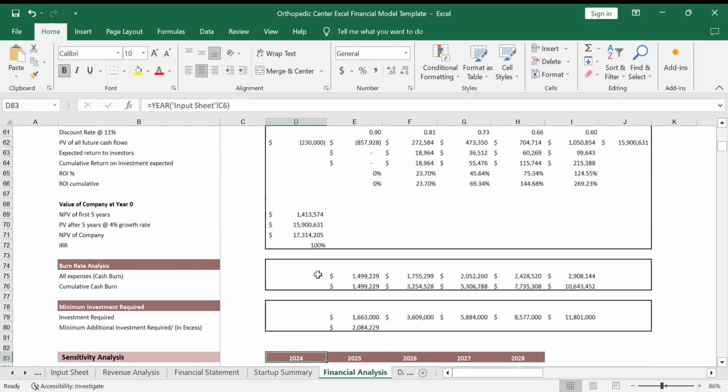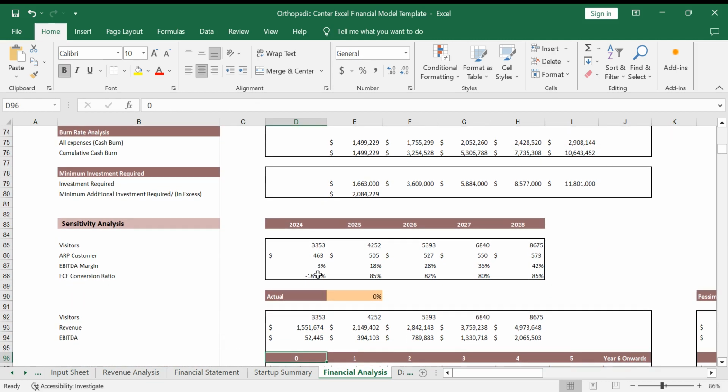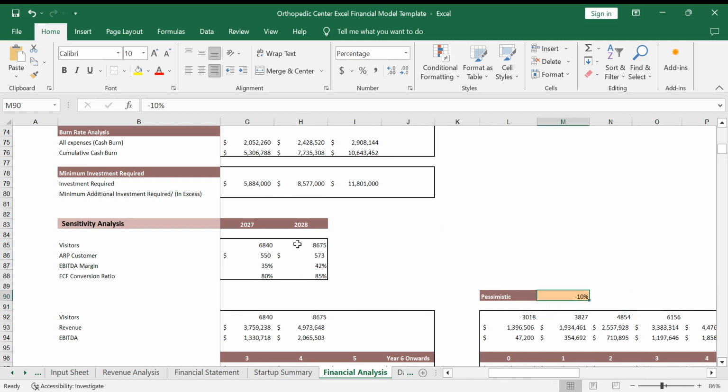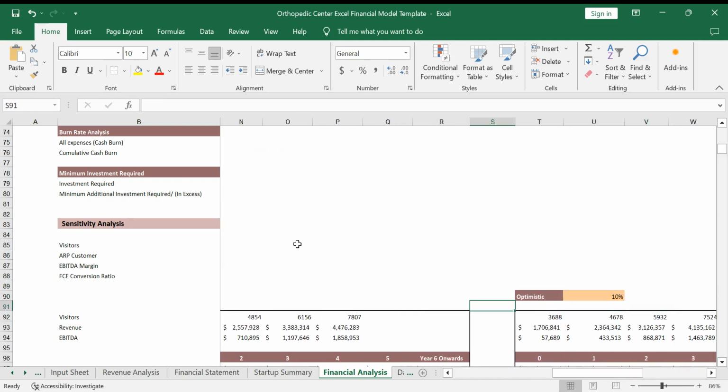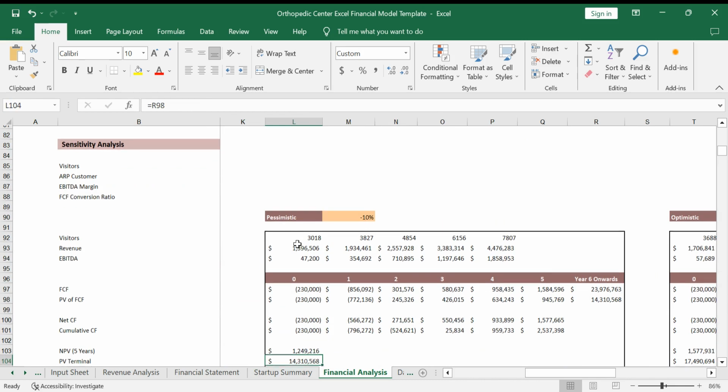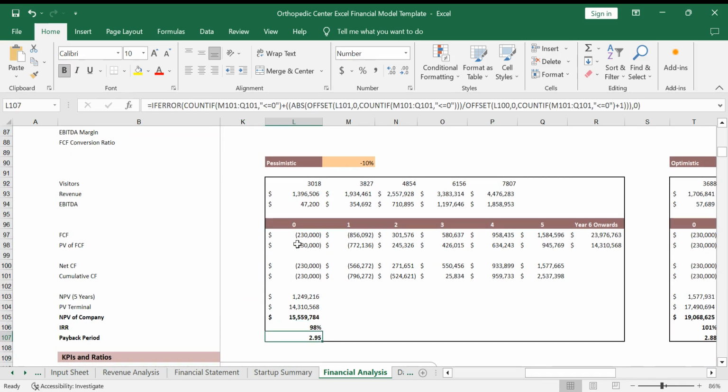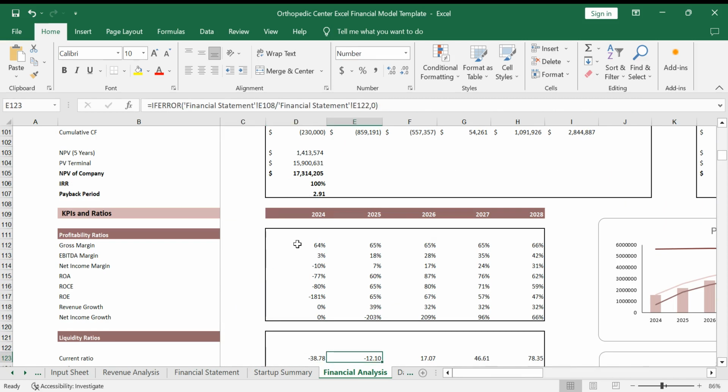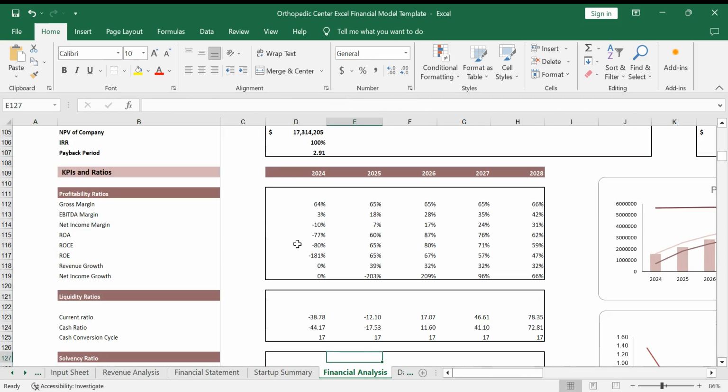Moving on, we have the sensitivity analysis, which basically shows you that if your visitors or any input changes by some percentage, what the impact will be on other things. Here we have the variable of visitors, and if my visitors decline by 10% or increase by 10%, there will be changes in my revenue, EBITDA, and other things, which is shown here. Then the last thing we have is the KPIs and ratios, which show the financial performance and financial health of your company. So you can judge where your company is going and what corrective measures you need to take.